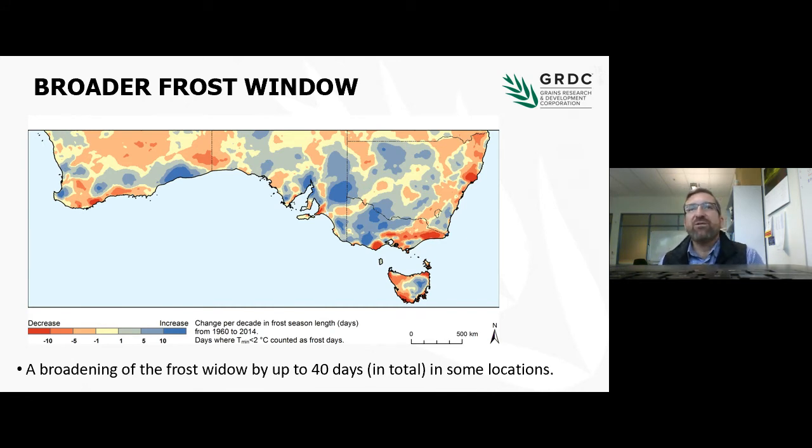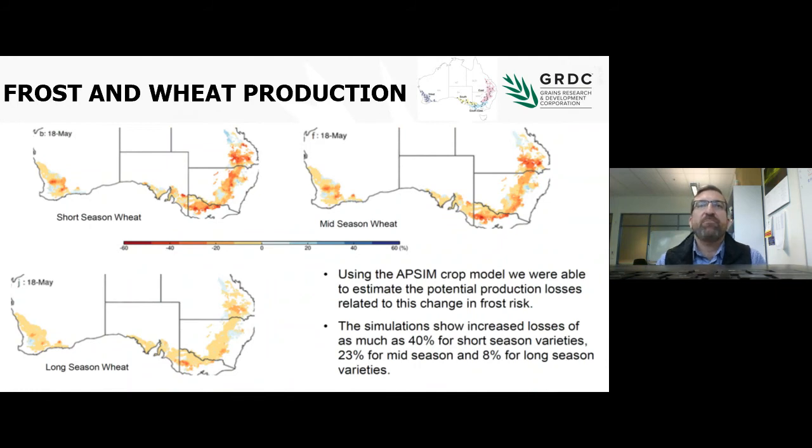Now, what we can do is use our models to actually quantify the impact that those changes in the frost frequency and windows have had on crop production. And we can use the APSIM model to actually calculate those impacts.